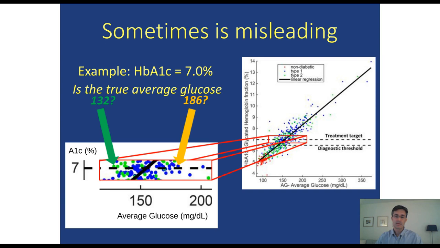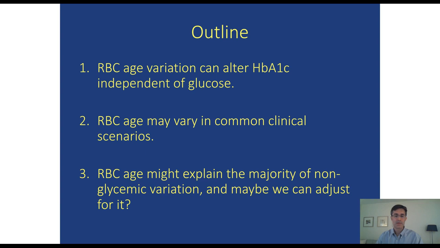But if we zoom in on this slide, and we look at the individual measurements for all the patients who had A1c measurements of 7%, we can see that there's actually quite a bit of variation in their average glucose. There's one individual there with the green arrow who had an average glucose of 132, another individual with the yellow arrow who had an average glucose of 186. But yet if A1c is used to guide their treatment, both of them will be treated the same because their A1cs were both 7%. What we'd like to understand is what causes this non-glycemic variation in A1c. And that's the topic of this presentation.